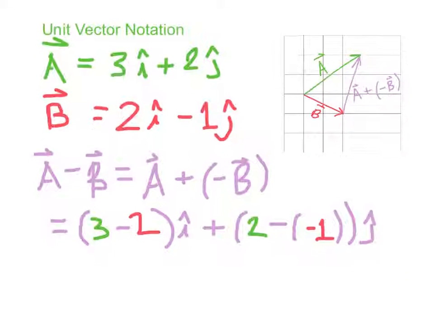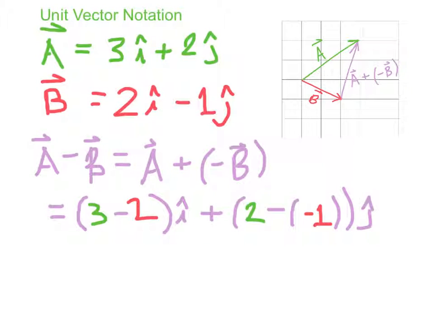So what we can see is that our final vector A minus B in component form is going to look like 1 unit in the horizontal direction plus 3 units in the vertical direction.